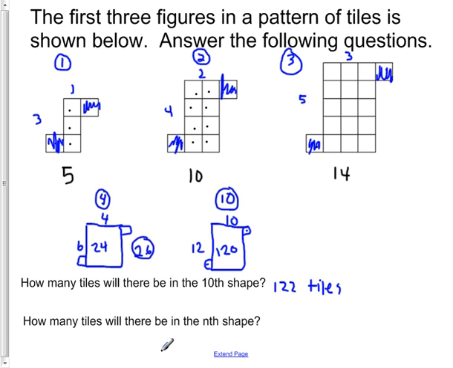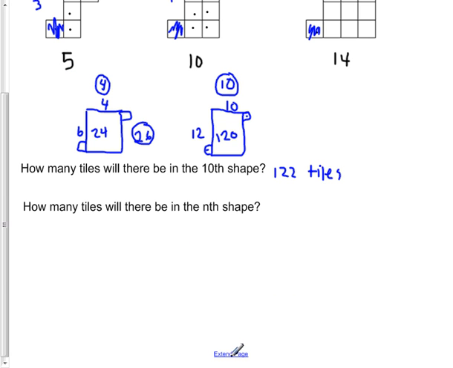Very cool. So what about the nth shape? This is where it gets kind of tricky. So on the nth shape, how far across is it going to be? So remember, n just stands for any number. So if n were 75, what would this be? If n were 160, what would that be? So if this is the 10th shape and it's 10 across, if it's the nth shape, it's going to be n across. And on the 10th shape, it was 12 tall, that's 2 bigger. On the nth shape, it's going to be 2 bigger, so n plus 2.